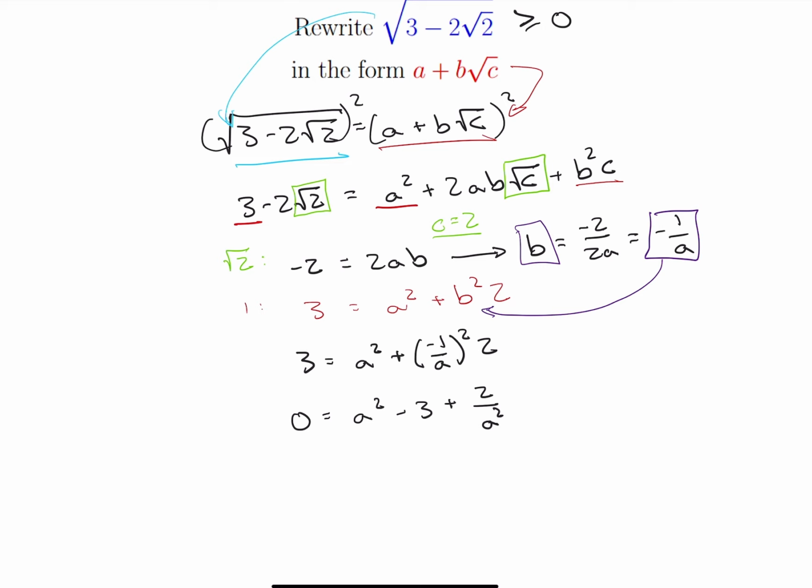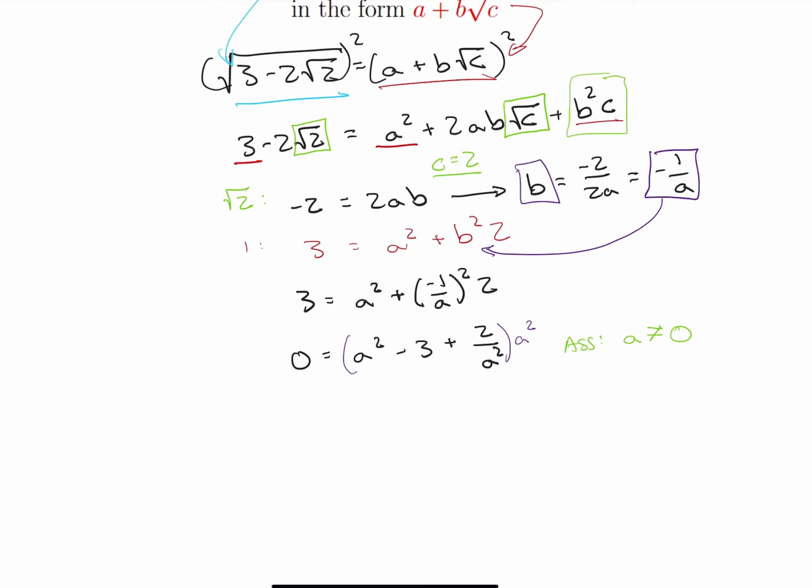As part of our solution, we're going to need a to be non-zero. If a is 0, then we're left with just this one term, b squared c, and that's not going to equal 3 minus 2 root 2 if c is 2. So let's assume that a is not equal to 0 here. We can multiply both sides of this equation by a squared to get a squared out of the denominator, and we're left with 0 is equal to a to the 4th minus 3a squared plus 2.